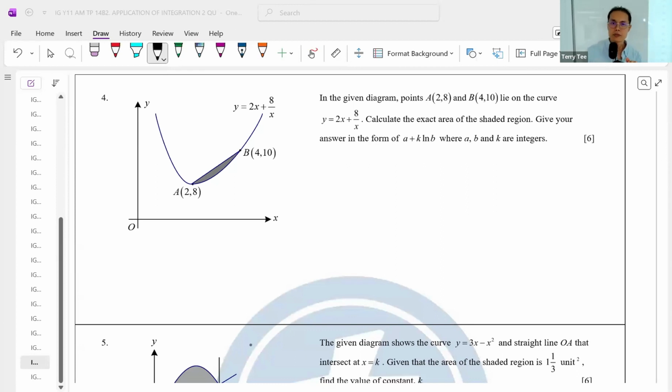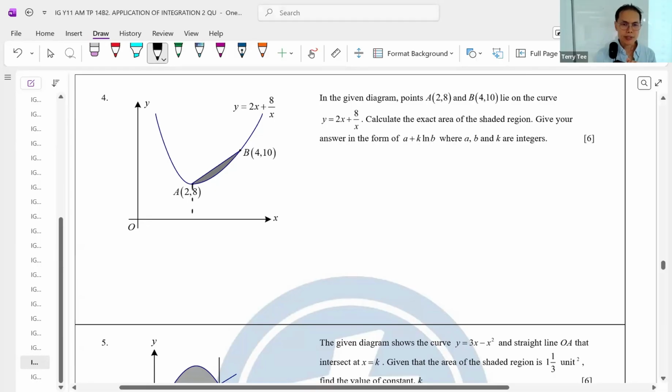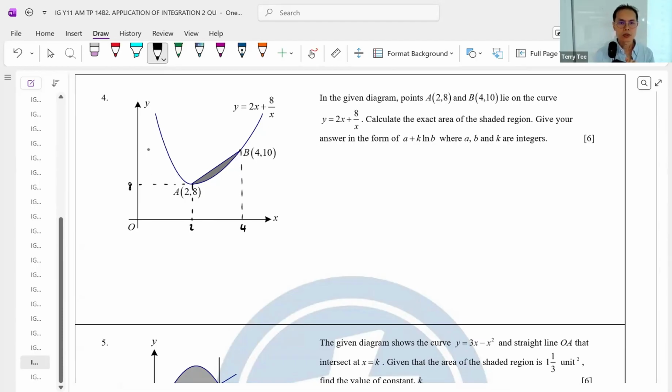Question number 4 also involving ln. You notice that there's a straight line that cut across here. This one is actually a trapezium. This is 2. This is 8. This is 4. This is 10. So you want to use a trapezium here with the measurement. This one is 8. This is 10. This is 2. Then you minus area of integration. Your integration is from 2 to 4.